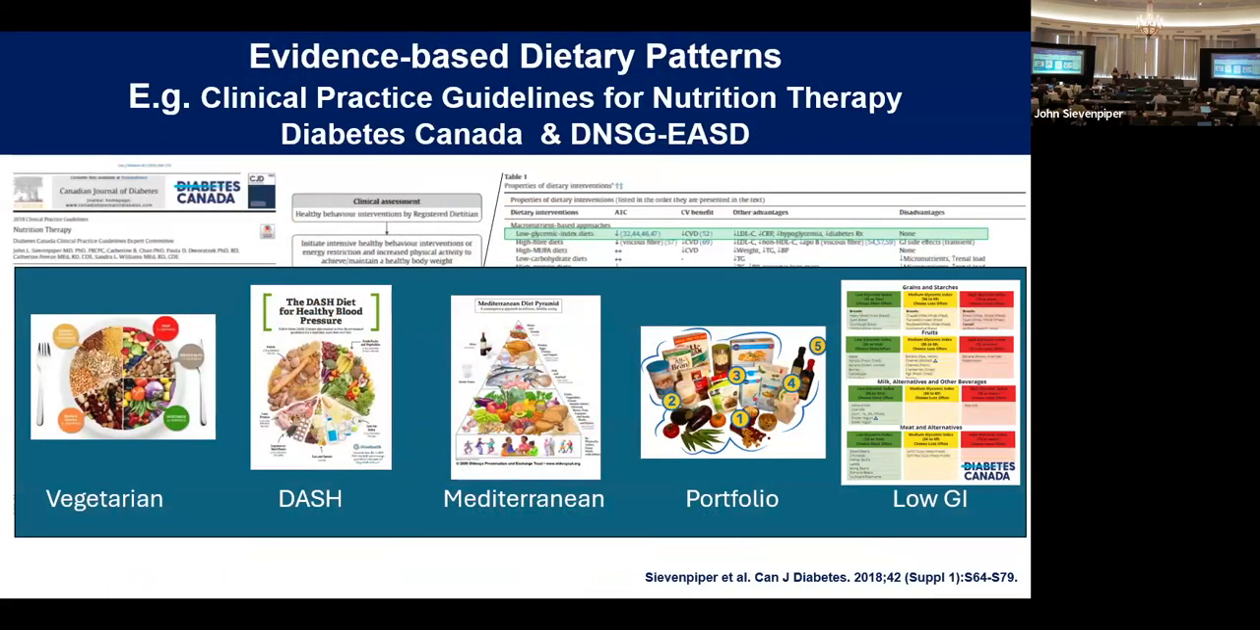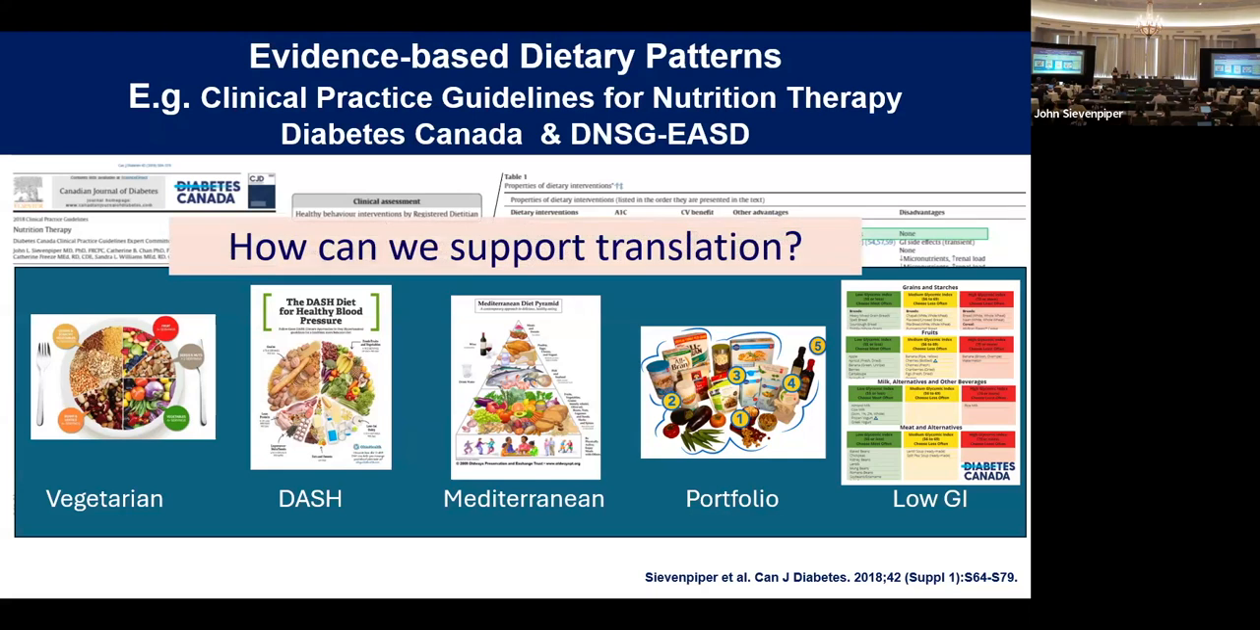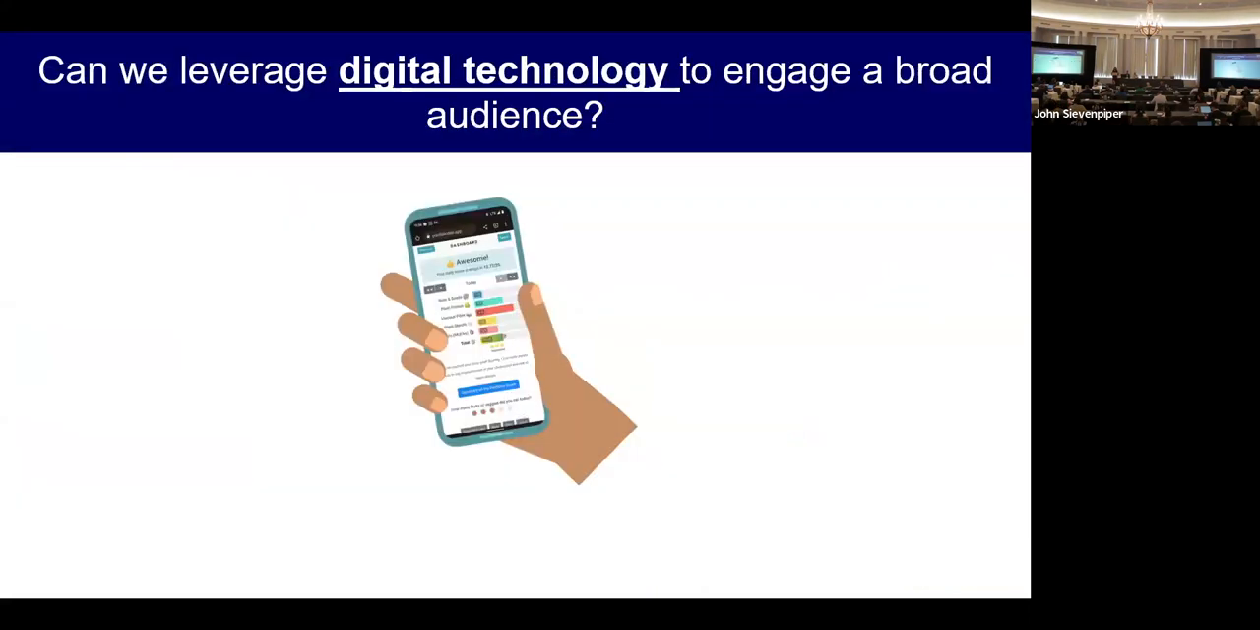So our evidence-based dietary patterns are presented fairly consistently across clinical practice guidelines for obesity, diabetes, cardiovascular disease. The example I have in the background there is for Diabetes Canada, but they're similar across, within our DNSG ASD guidelines. So these include vegetarian, DASH, Mediterranean, portfolio, and low GI. But again, like I mentioned, the challenge we face is how we're supporting translation of that into the real world.